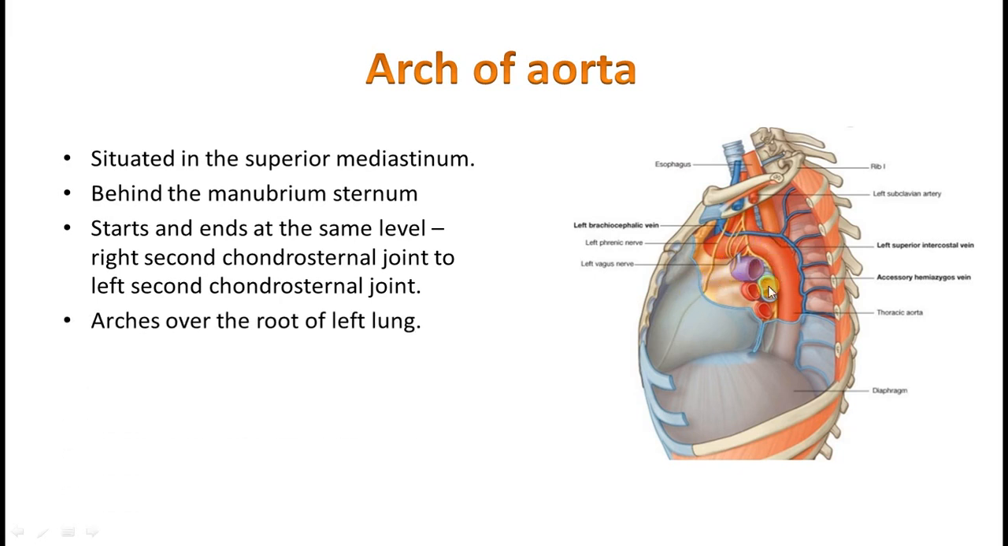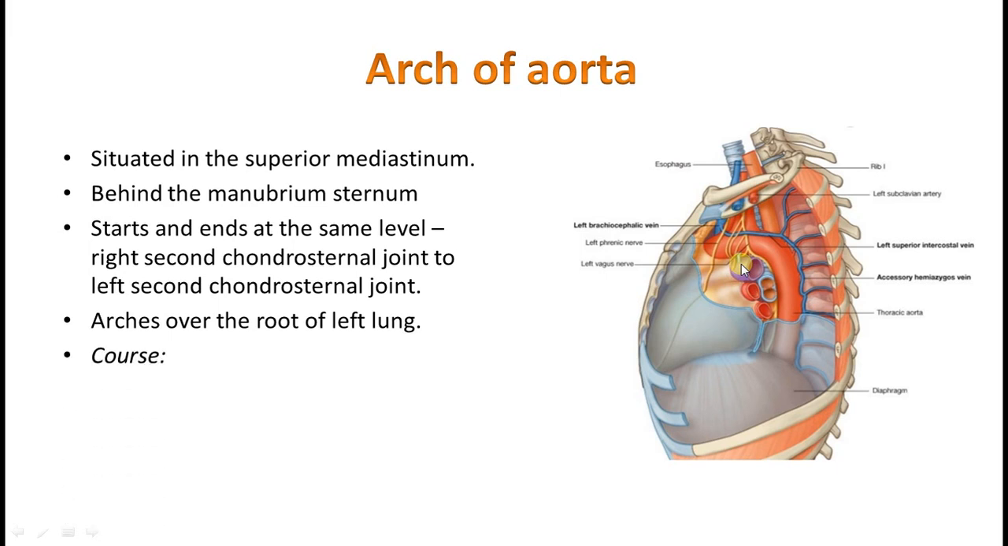It is arching over the root of the left lung. Because of that, the lower part of the trachea is also displaced slightly, not towards the left side, but slightly towards the right side, because of the pressure given by the arch of aorta. Behind the manubrium sterni, the arch of aorta is present.